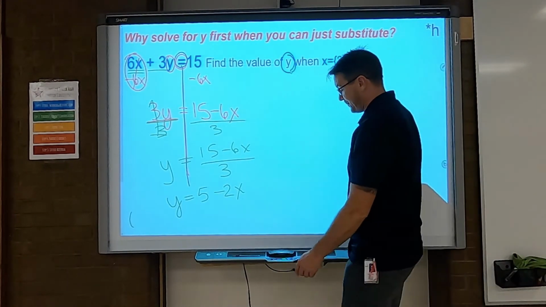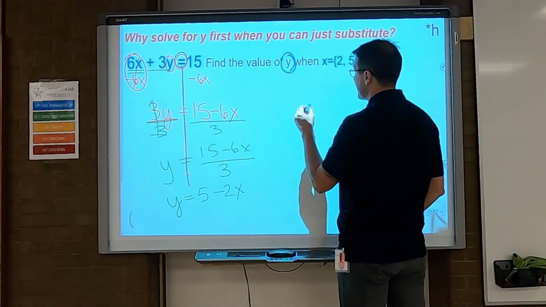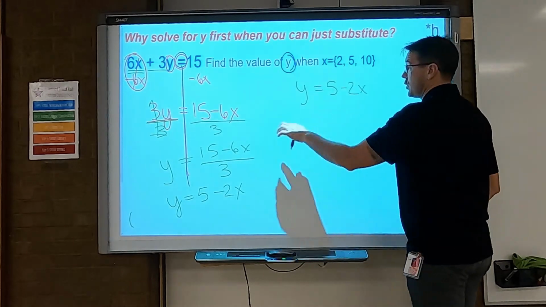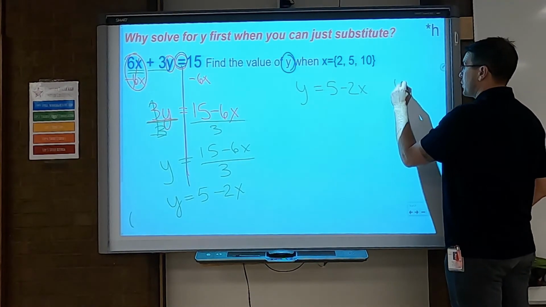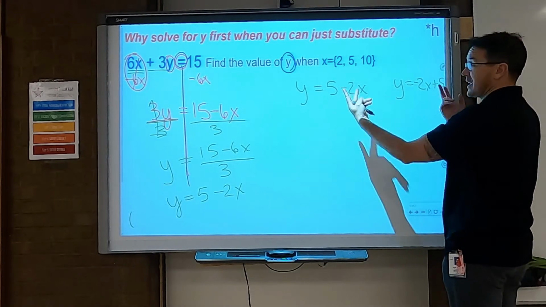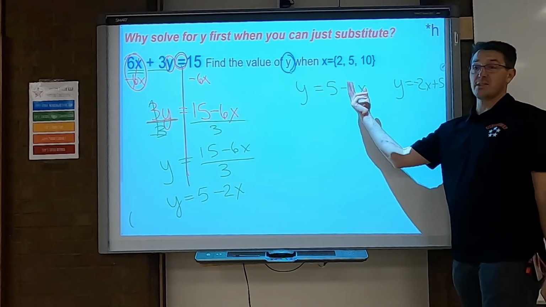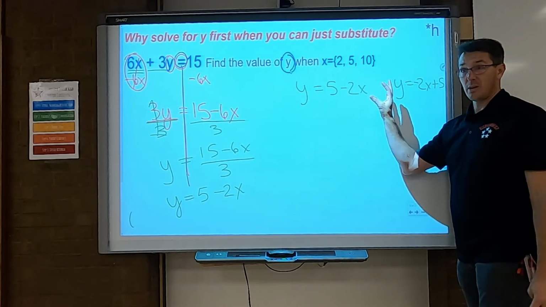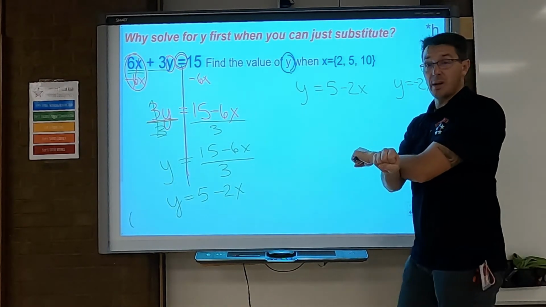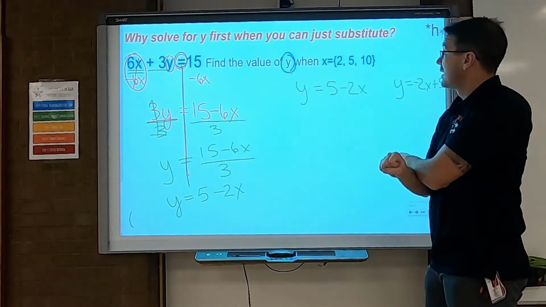Now that I've done that, it wants me to evaluate. Y equals 5 minus 2x. And for those of you who switched it around, you might have ended up with y equals negative 2x plus 5. These are the same problems. That's just the associative property of addition. You can move things around as long as you keep the symbol with it.